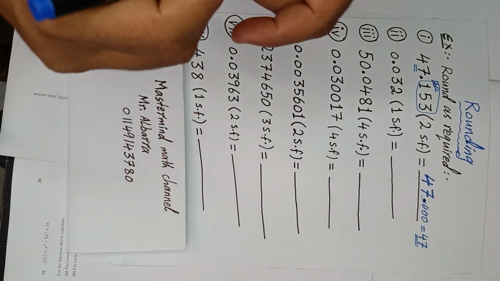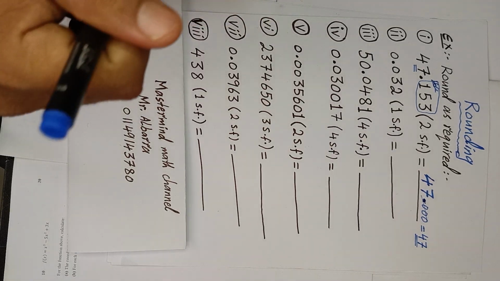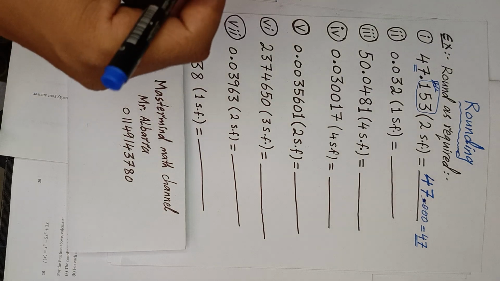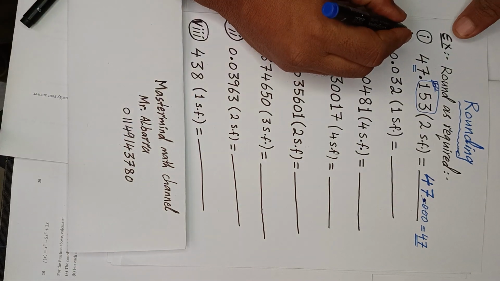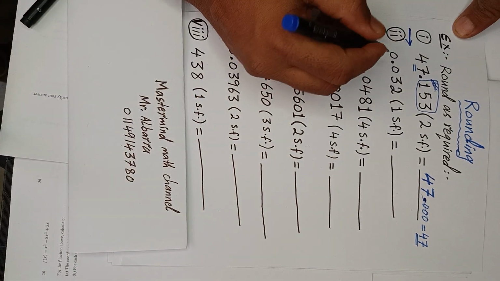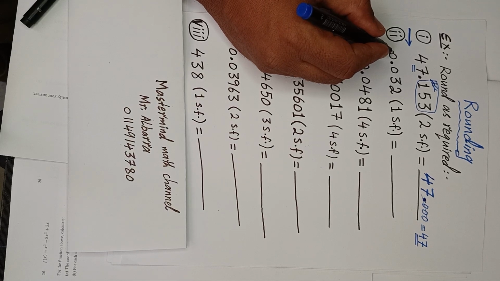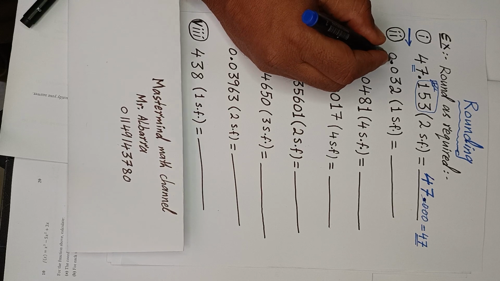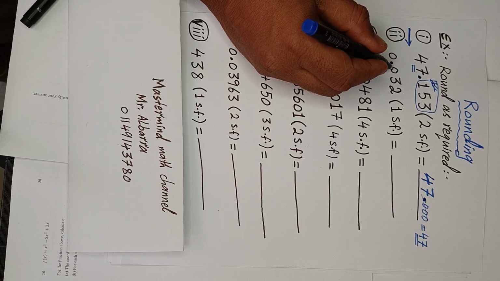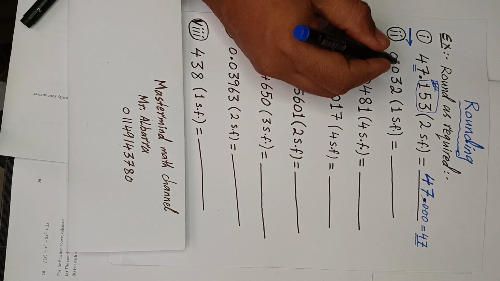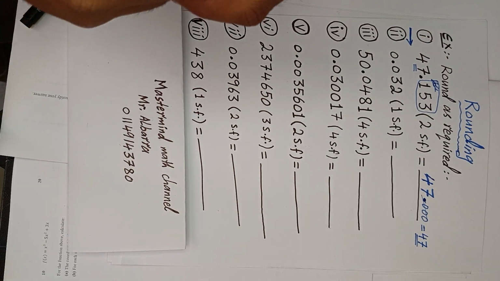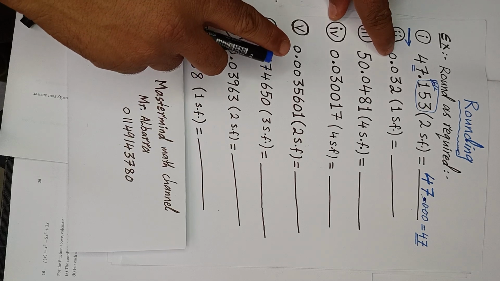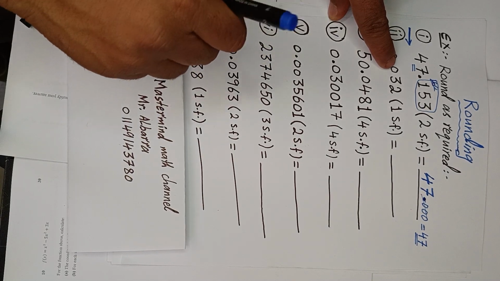The second one is 0.032 to one significant figure. Okay, let us count from left to right. 0, we can't count 0 to the left as a significant figure, so this is not a significant figure. What about the second 0? It's also not a significant figure. We count zeros only if they are in between the digits or to the right. To the left, we don't count them. So the first 0, I can't count it. The second 0, I can't count it as a significant figure.